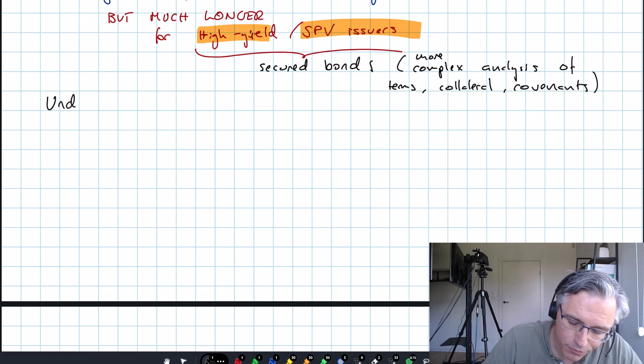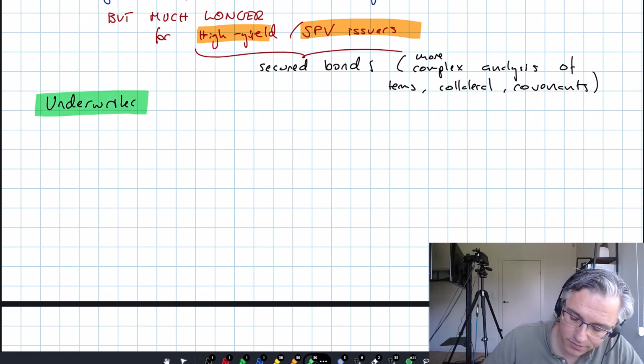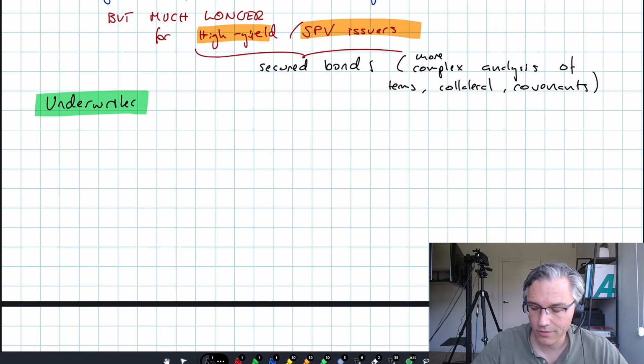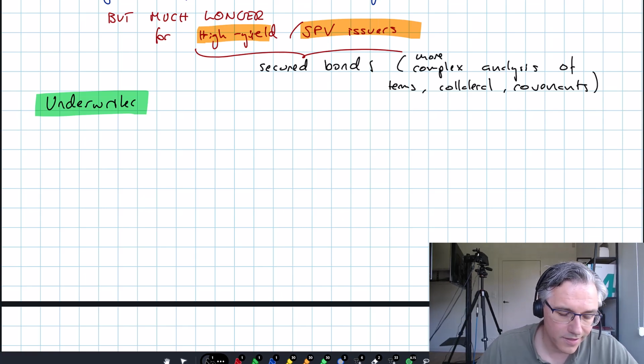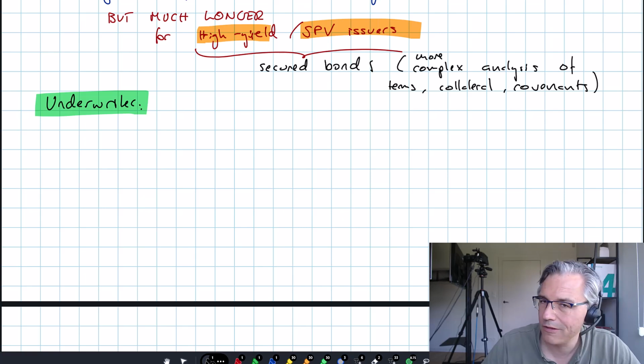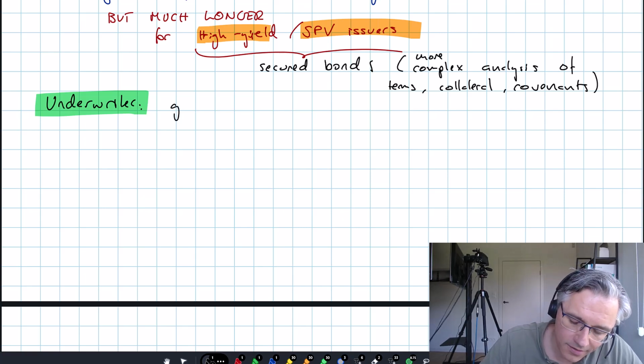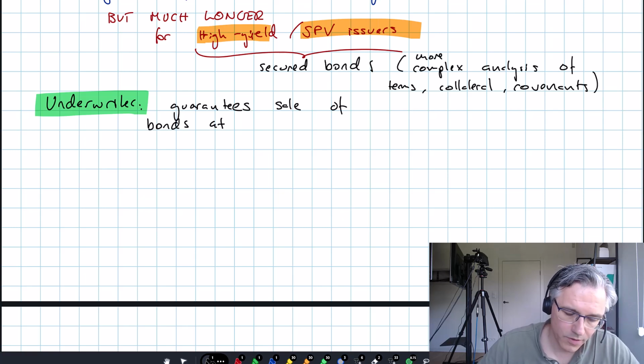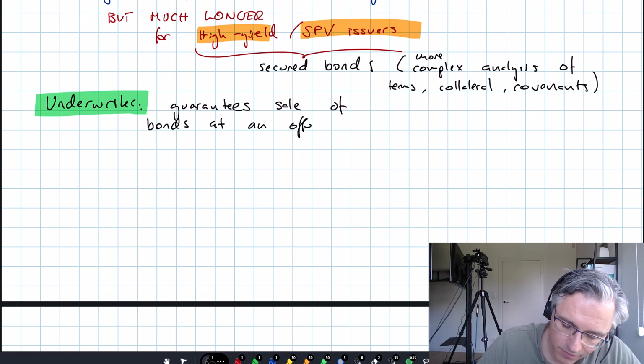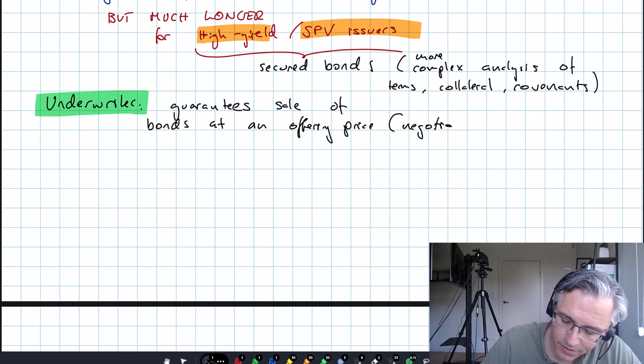Now, another important name that you need to appreciate, and this is common across different topics, not just fixed income, but also equity, is the underwriter or underwriters. This is the role played by banks, especially here, and they act as guarantors. So an underwriter guarantees the sale of the offered bonds at a special price, at an offering price. And this price gets negotiated between the bank, the underwriter, and the issuer.